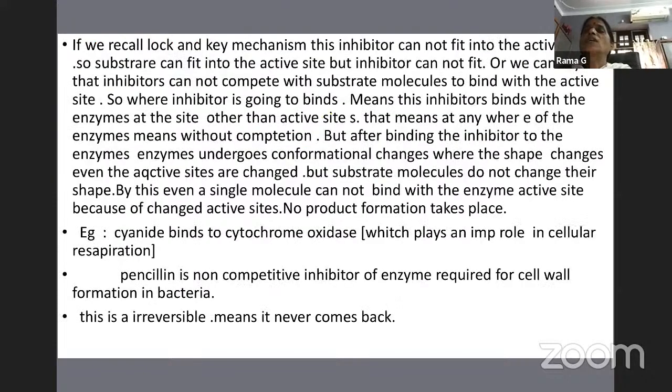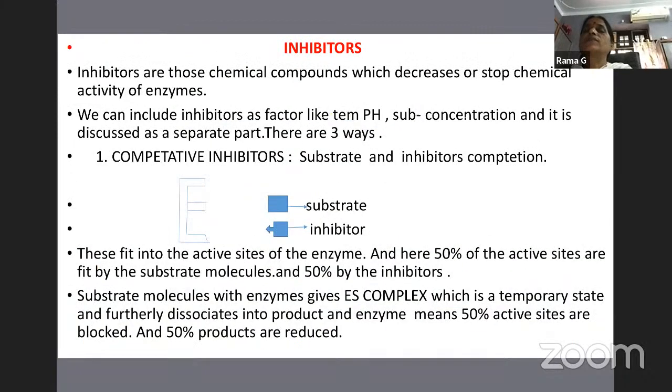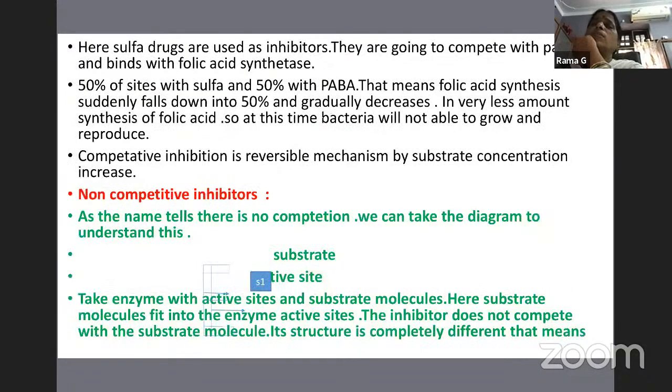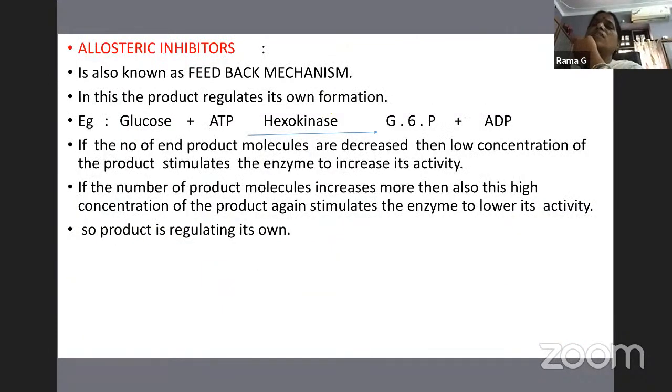Once again, we'll repeat the inhibitors. Inhibitors are the fourth factor for enzyme activity, and usually inhibitors decrease the rate of a reaction, or decrease the enzyme activity. These inhibitors are usually chemical compounds. Under these inhibitors, we can discuss 3 types: competitive inhibitors, non-competitive inhibitors, and allosteric inhibitors.